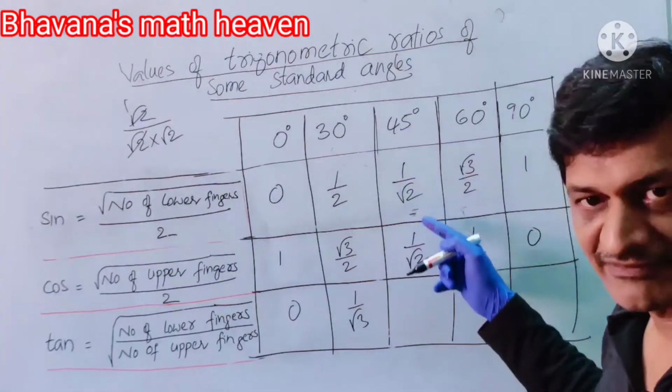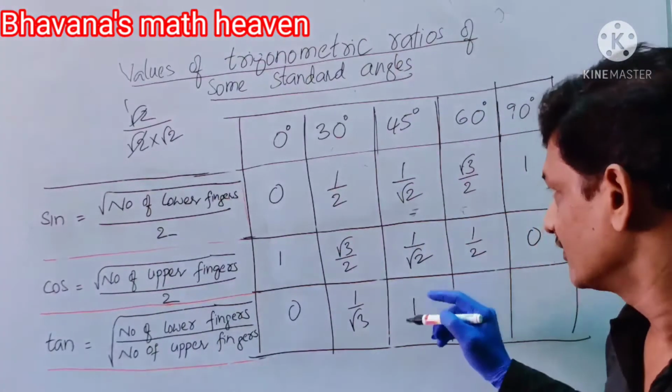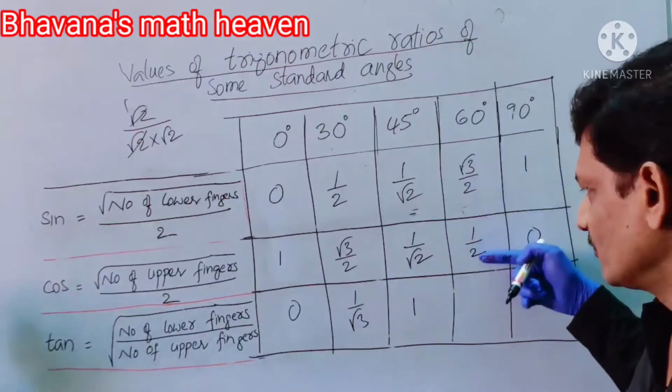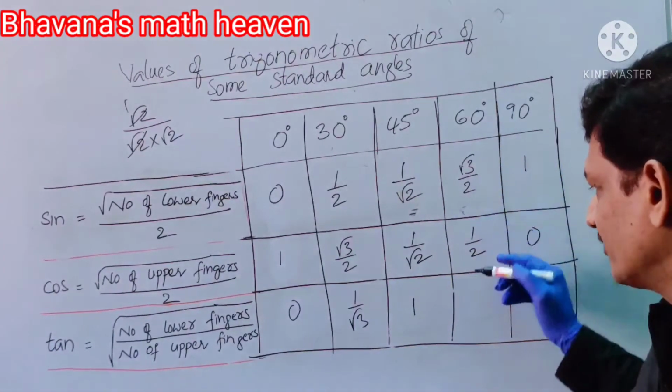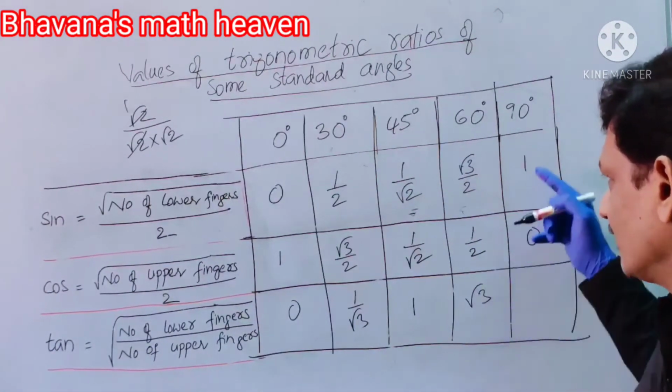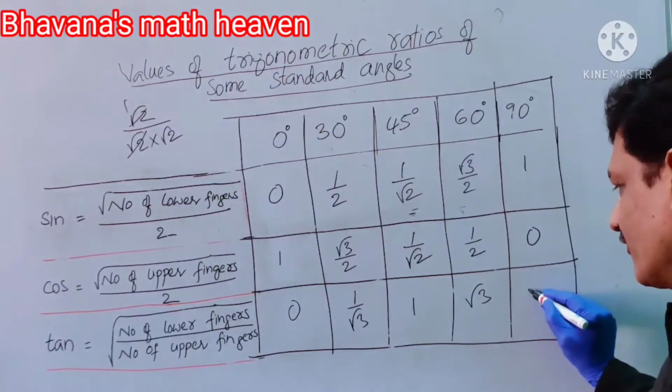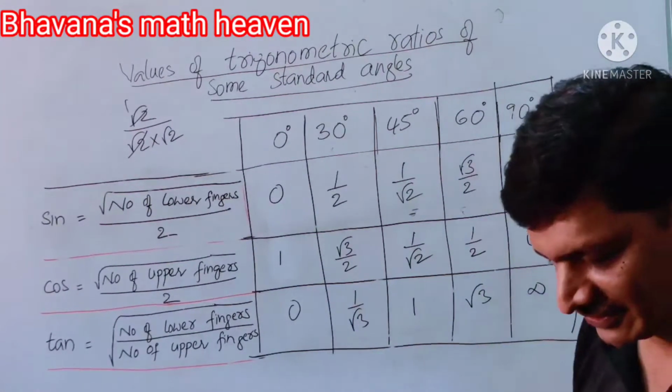And these two are equal values and their quotient is 1. And here the 2 gets cancelled with each other. Root 3 by 1, that is root 3. And 1 by 0, that is not defined, or you can write infinity.